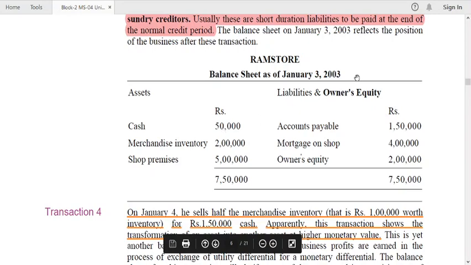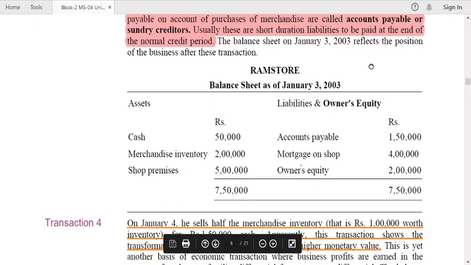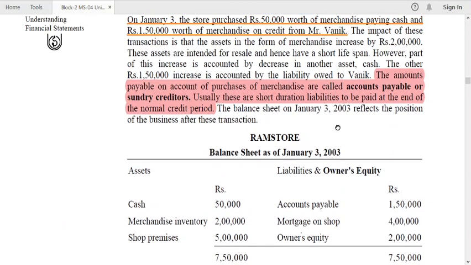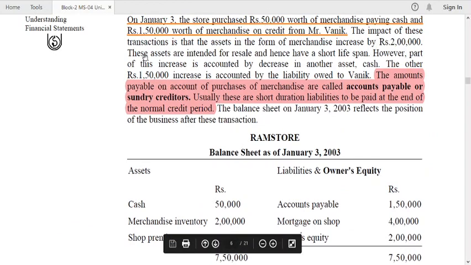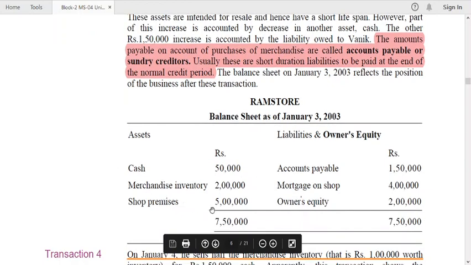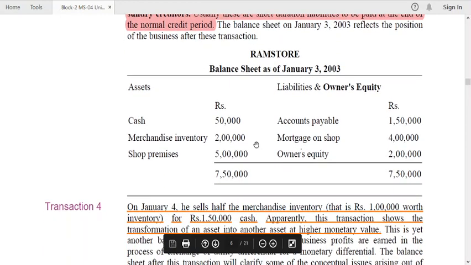Now how would the balance sheet look after this? Earlier he was having cash of 1 lakh. Now 50,000 is paid in cash, therefore cash reduced to 50,000. Merchandise inventory: on credit he got 1,50,000, by cash he got 50,000, total goods worth 2 lakh rupees. This is an asset. Goods, that is inventory or merchandise inventory, is an asset to him. Shop is also an asset, which is 5 lakhs. Therefore his total assets increased to 7,50,000.